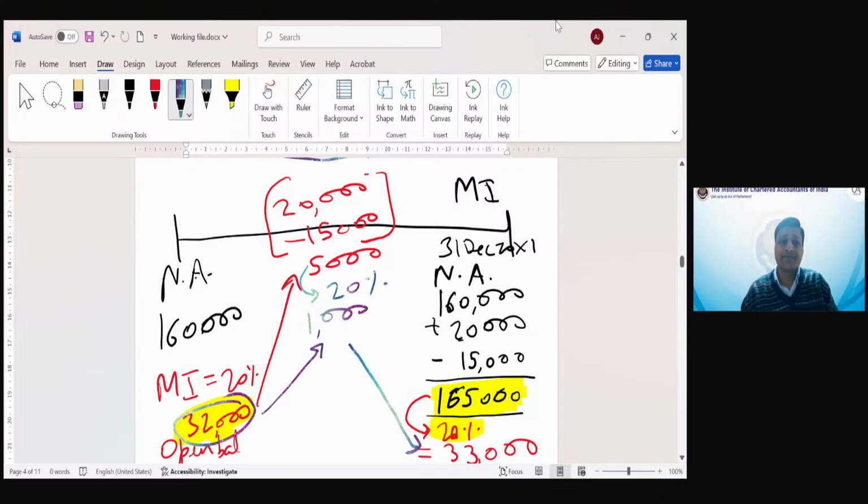You will get the same answer. Clear? Either you can move with the opening balance and add the changes to the net assets, or you can calculate the net assets at the end of the year, the closing balance, and compute that proportionate amount. Every time you need to be clear about it: minority is very simply a proportion of the net assets. That is what you also call the equity method. So minority is picking up a proportionate share. Clear?